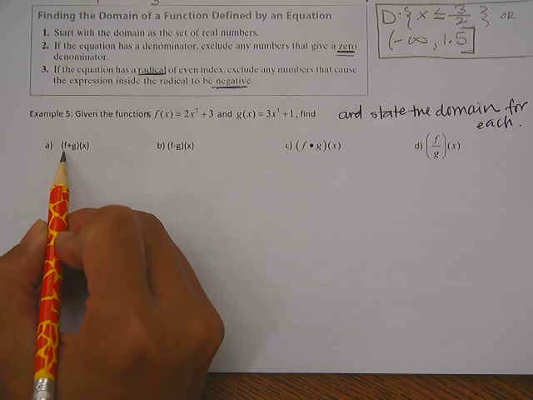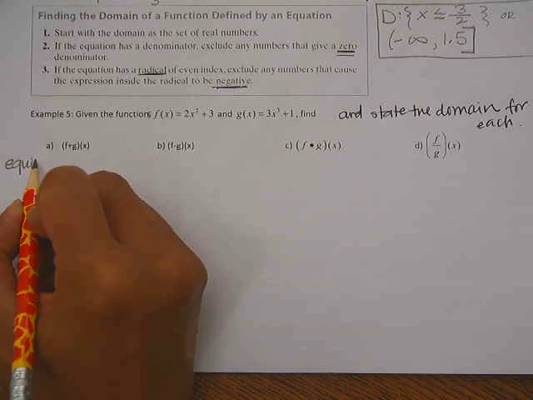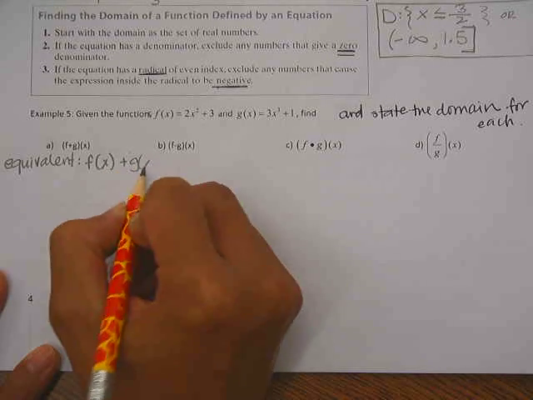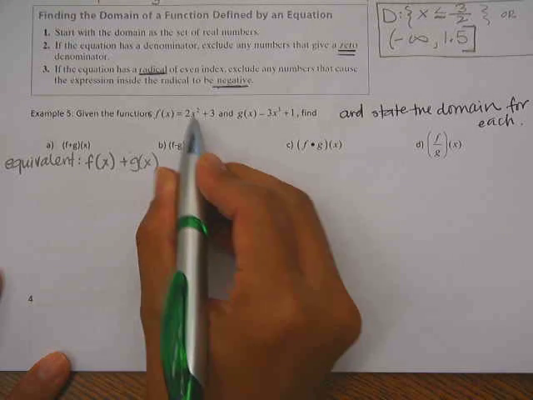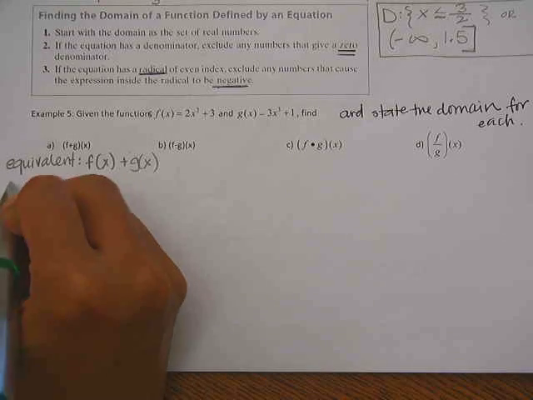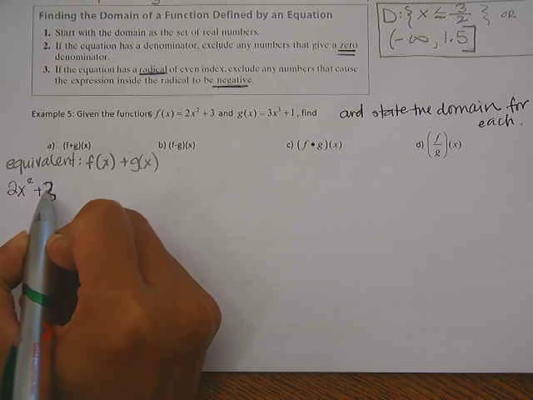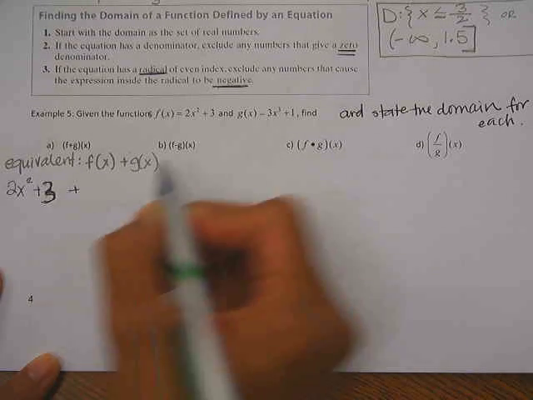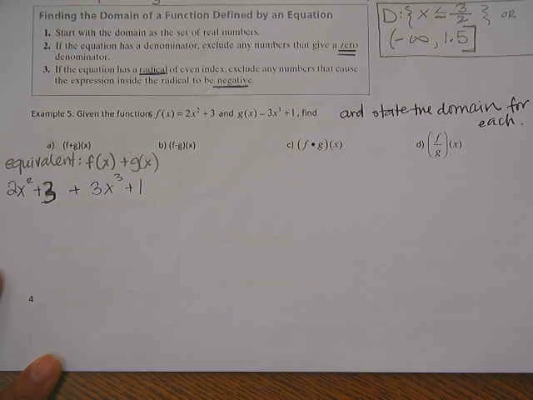So here we go. This is f plus g of x. This is equivalent to just taking two functions and adding them together. It's just that easy. So I'm going to take f of x, which is 2x squared plus 3, and add g of x, which is 3x to the third plus 1. Because I'm just going to add these, I'm going to try to find common terms.